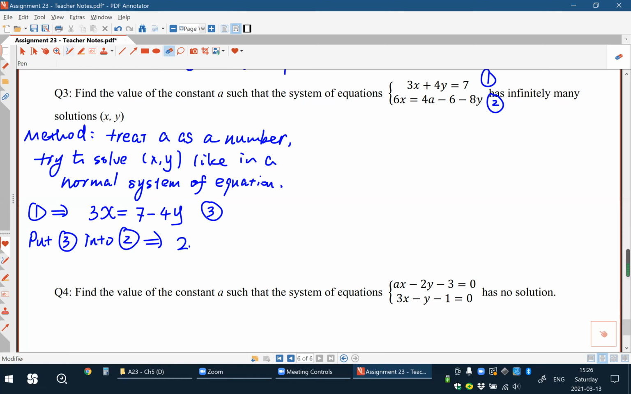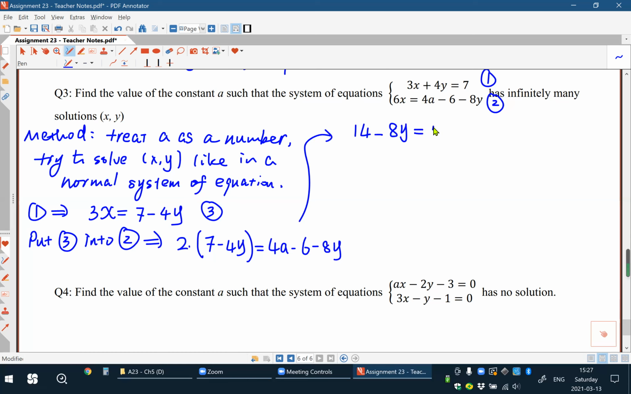3x, you have solved 3x. 3x is actually 7 minus 4y, right? And that equals 4a minus 6 minus 8y, right? Okay, I'll write it here. And then this means 14 minus 8y equals 4a minus 6 minus 8y, right?